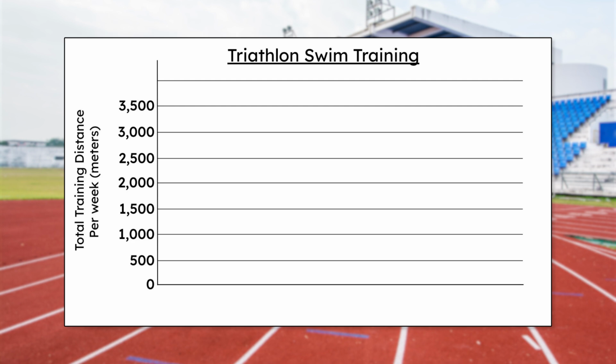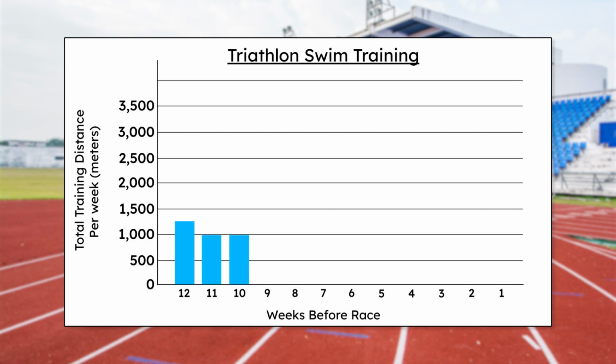Great. We have 12 weeks worth of data, so on the x-axis, we're going to label each week leading up to the race as its own category and graph the data. This will help us visualize the training over time. 12 weeks before the race, athletes swam 1,250 meters per week. 11 weeks and 10 weeks before the race, athletes swam 1,500 meters per week. Pause here to complete the rest of the bar graph in your guided notes.